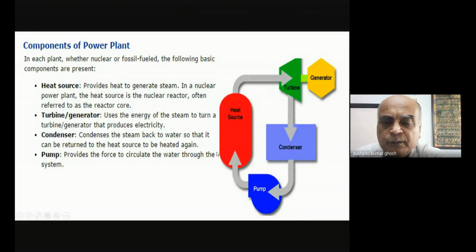Your heat source means your nuclear reactor, right? That's all you have, right? And you're generating steam that is running the turbine, and then you have a condenser, so that the water is again condensing, it is getting pumped back, right? And the steam is effectively running the turbine and generating power.